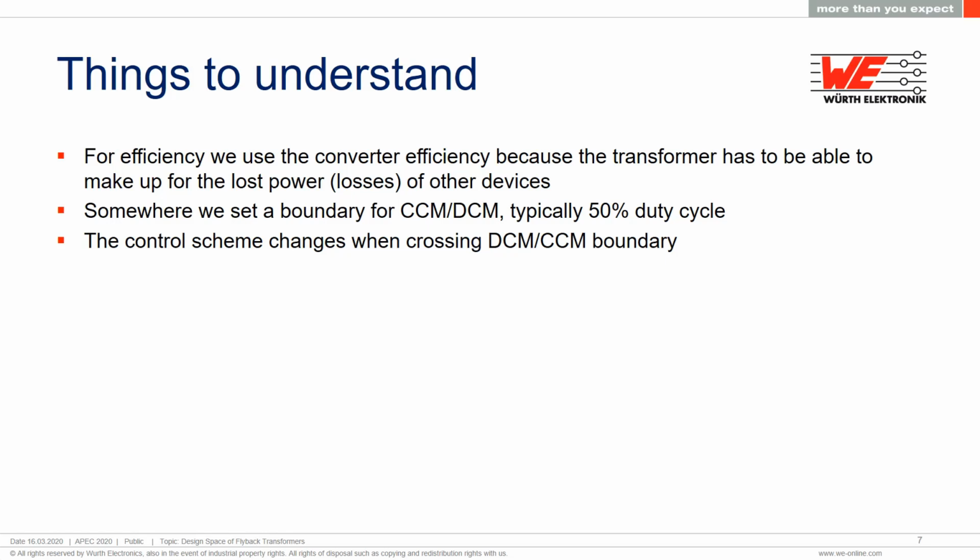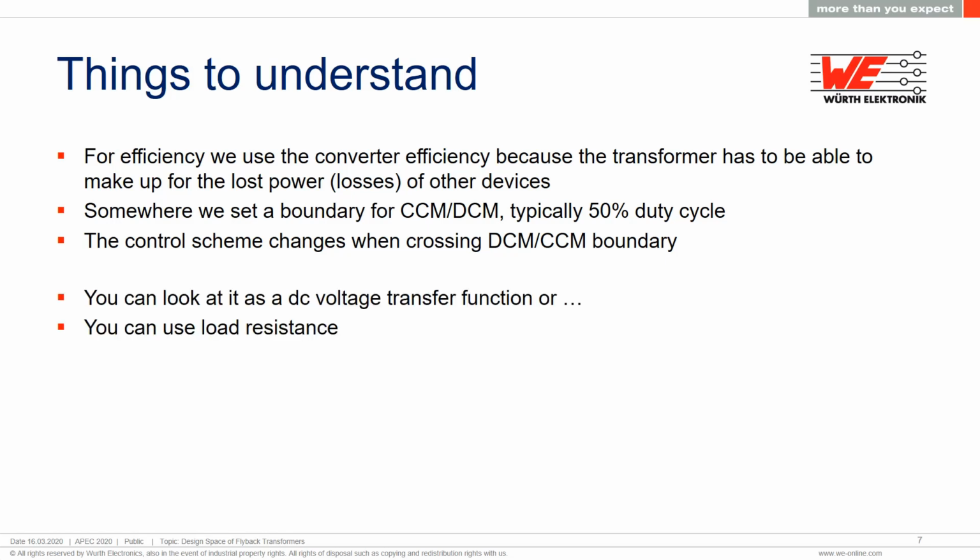Also, somewhere we have to set a boundary between continuous conduction mode and discontinuous conduction mode. This is usually around 50% duty cycle. The control response changes quite a bit when crossing over this boundary, so it's important to set it. There are a couple of ways to look at the problem. One is to see it as a DC transfer function, and the other is to use the load resistance as the basis for calculations. Either will work.